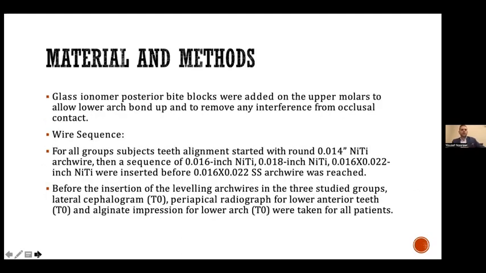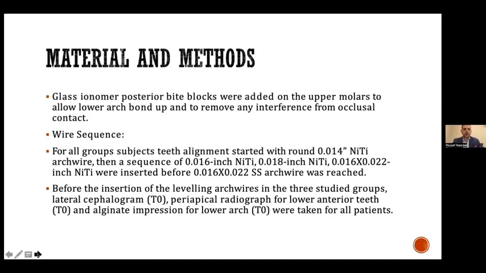Glass ionomer posterior bite blocks were added on the upper molar to allow the lower arch to bond up and to remove any interferences from occlusal contact. So, we call it a bite block. I put it on the upper molar, not the lower molar. Why? Because if I put the bite block on the lower molar, it may aid in intrusion of the first molar or the second molar. So to prevent this from happening, I put it on the palatal cusp of the upper molar. It will aid in raising the bite a little bit without interference with the first and the second molar in the lower arch.